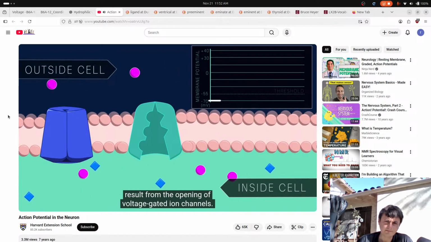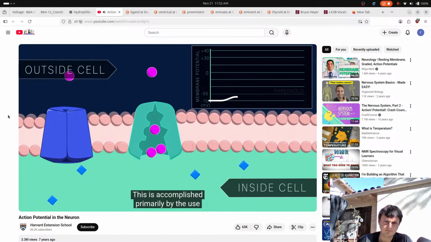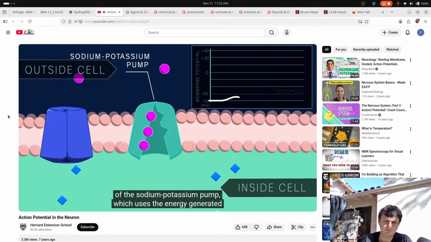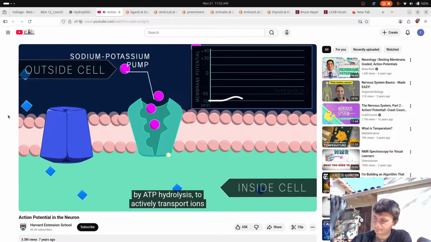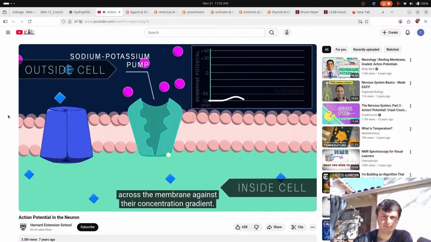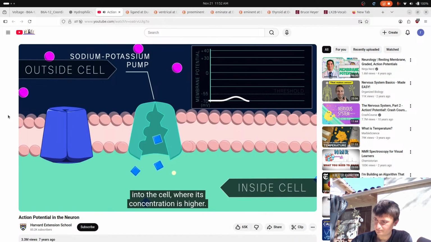When ion channels open and a graded potential occurs, the neuron moves quickly to reset its membrane potential to resting values. This is accomplished primarily by the use of the sodium-potassium pump, which uses the energy generated by ATP hydrolysis to actively transport ions across the membrane against their concentration gradient. In other words, sodium is transported to the outside of the cell, where its concentration is higher, and potassium is transported back into the cell, where its concentration is higher.